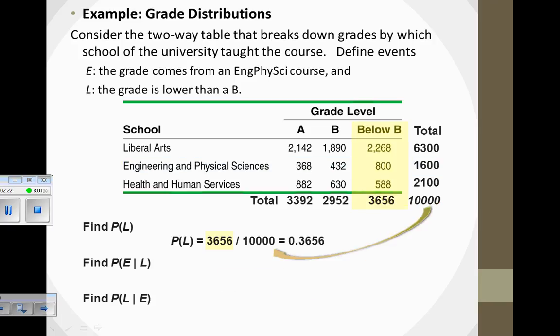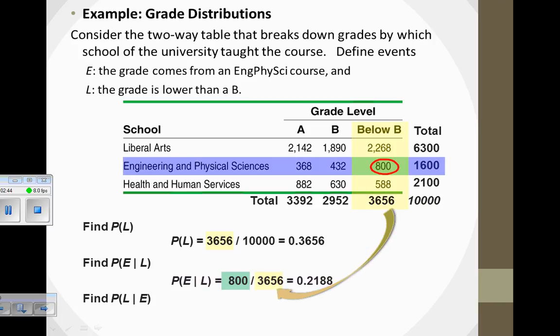Okay, the probability that the grade comes from an English physical science course, given that it was lower than a B. So if I know it's lower than a B, what's the probability that it came from an English science course? Here, it would be 800 out of the total below B's, because I already know it's only from the below B's. So I was only looking at this part right here. So this probability would have been 800 out of 3,656.